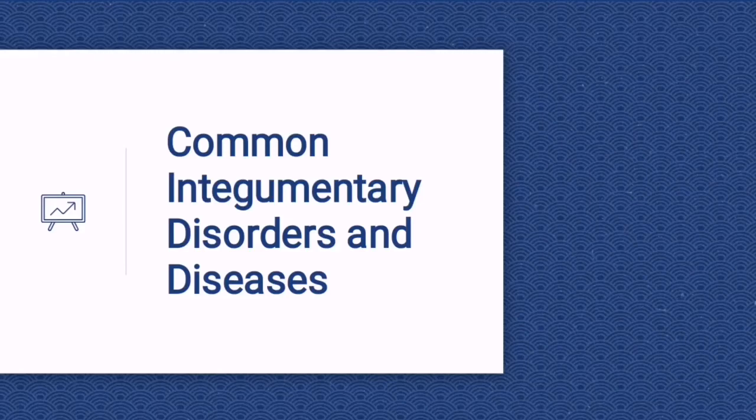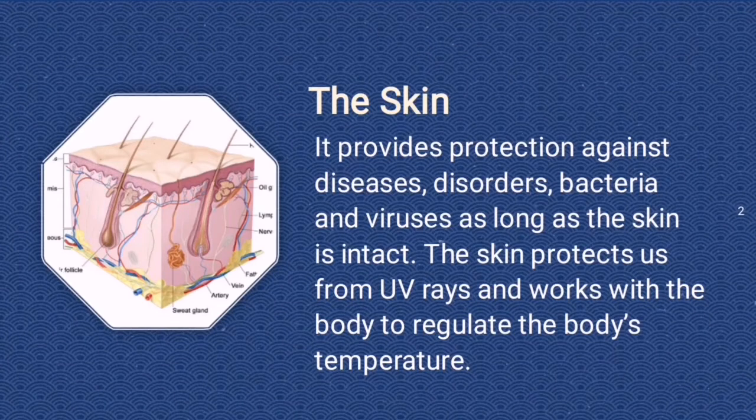Common integumentary disorders and diseases. First is the skin. What does it do? It provides protection against diseases, disorders, bacteria, and viruses, as long as the skin is intact. The skin protects us from ultraviolet rays and works with the body to regulate the body's temperature.